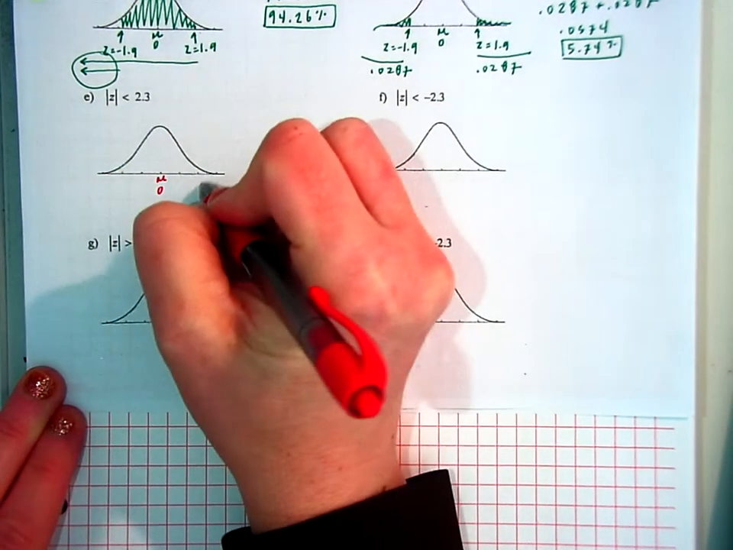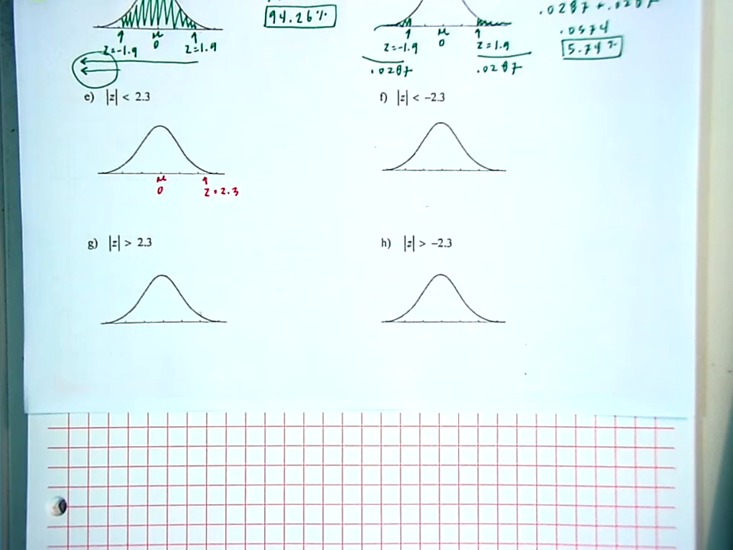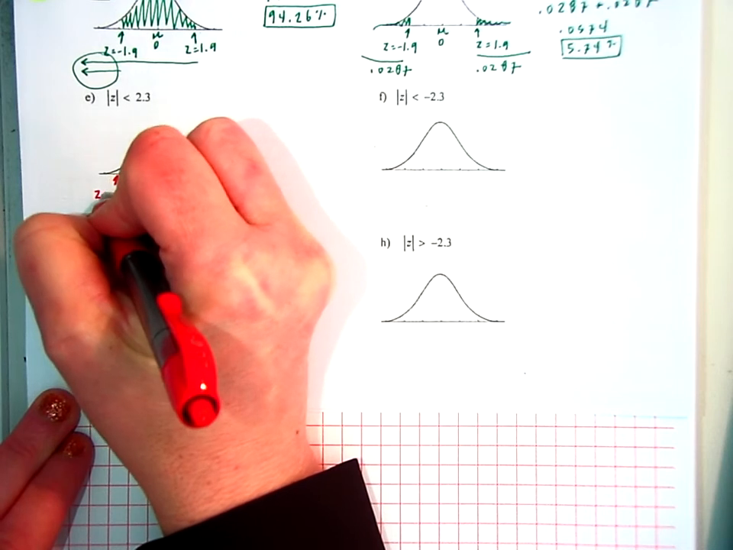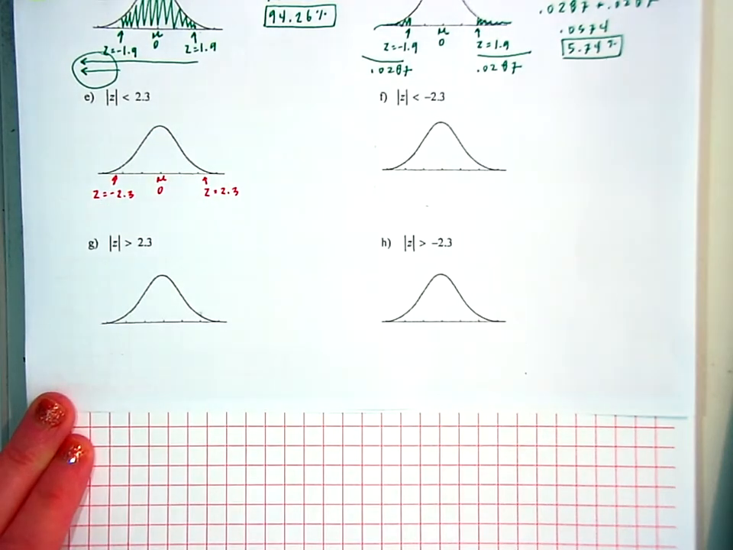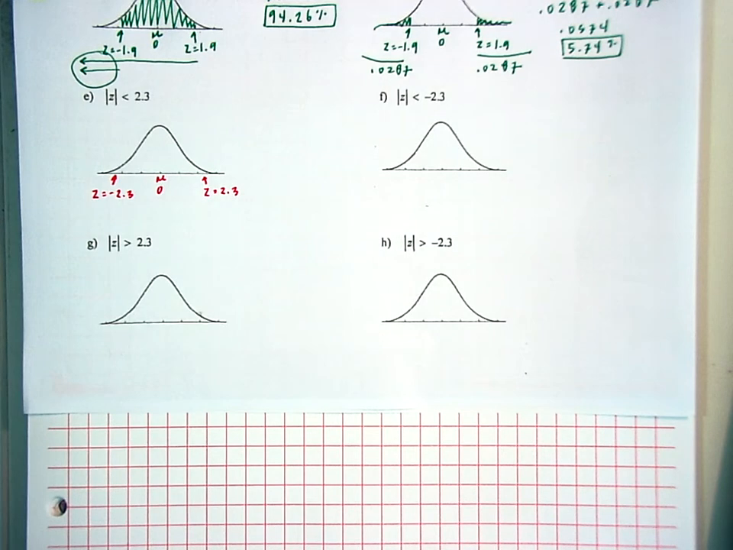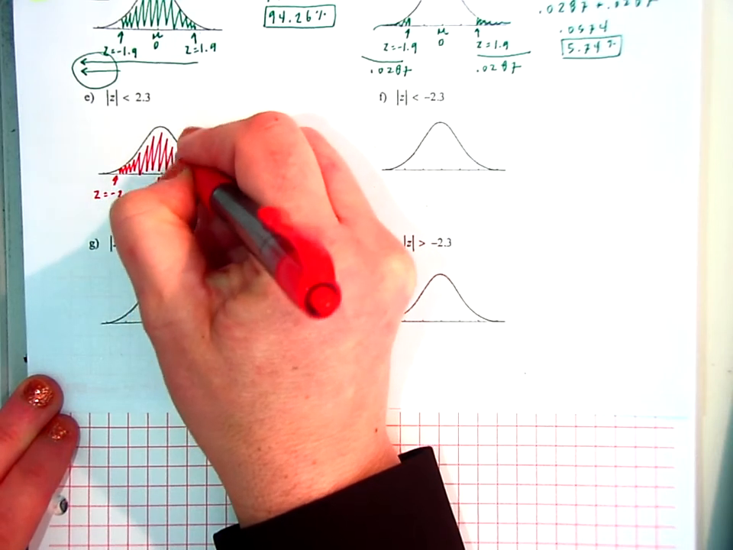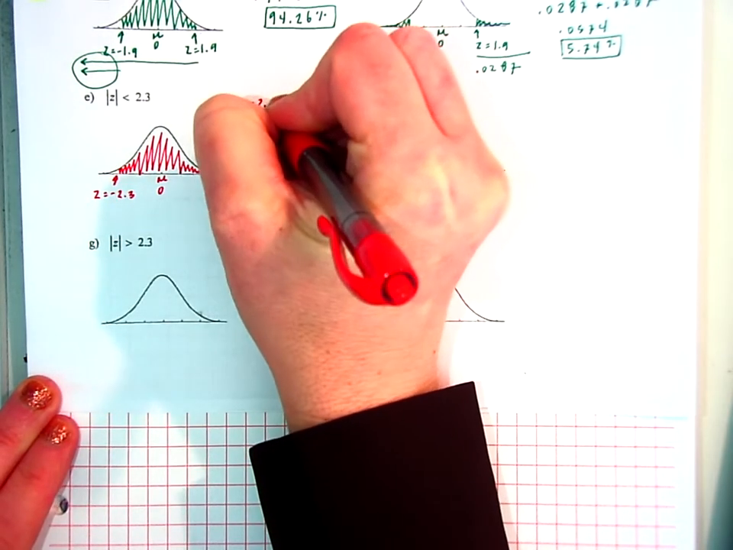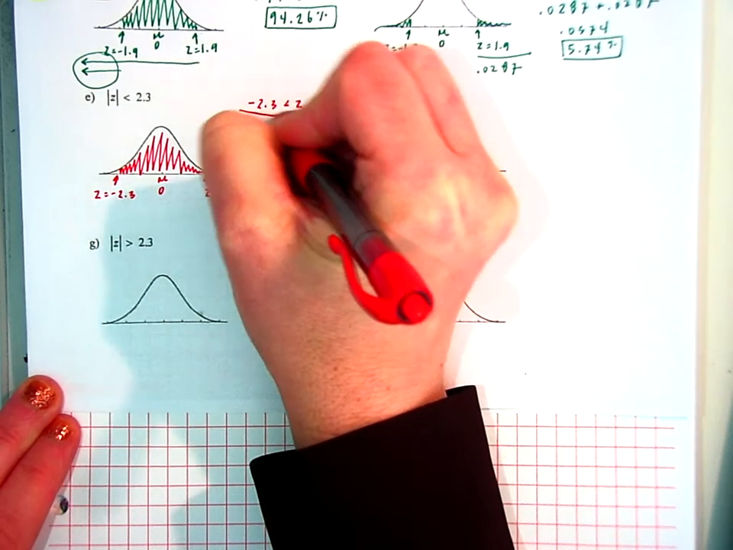And I'm going to write here about z-score of 2.3. So we're 2.3 standard deviations above the mean. And then over here, the z-score of about negative 2.3, right about there. Okay, so I'm looking at where is the distance from the mean less than 2.3 standard deviations. And that would be the in-between space right in here. Right, I could have also written that as negative 2.3 is less than z is less than 2.3. That's the region I'm really going after.